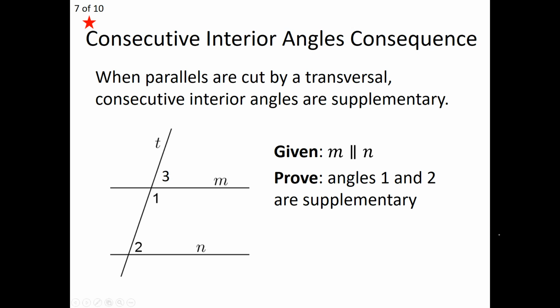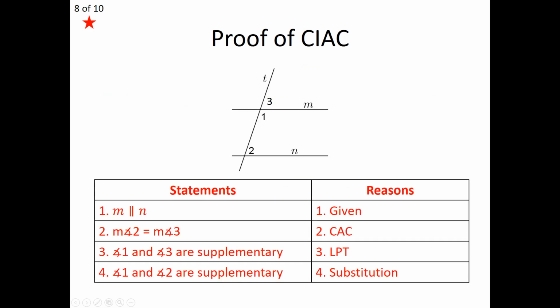And for the last time, you'll notice that I've strategically labeled angle 3. Here is the proof of the CIAC, the consecutive interior angles consequence. We have the lines M and N that are parallel to each other, and immediately we know that angle 2 and angle 3 are equal by the corresponding angles consequence. So what is it that we know about angle 1 and angle 3? Well, they form a linear pair, which means by the linear pairs theorem that angle 1 and angle 3 are supplementary.